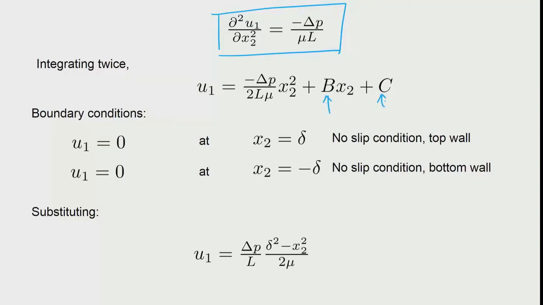So, these constants are to be evaluated by using the boundary conditions. There are 2 boundary conditions available, and we substitute them, and we can immediately see that the solution will come out quite symmetric, such that the velocity is 0 at x2 equal to plus delta as well as minus delta, and this is the functional form that we have sought. Now, we could see that again it is a parabola, and when we scale it, it also turns out to be similar to what we have seen earlier.